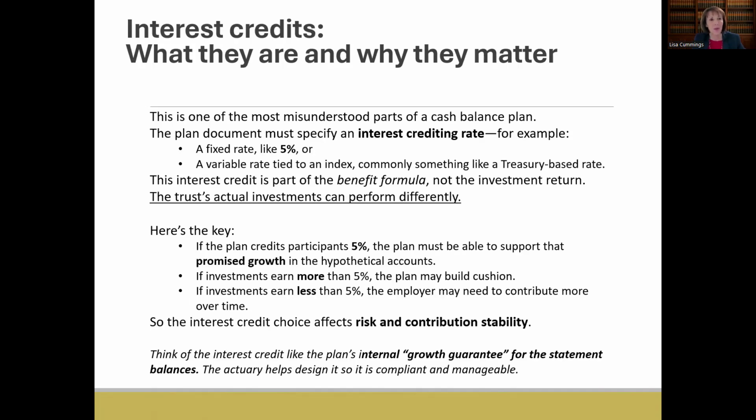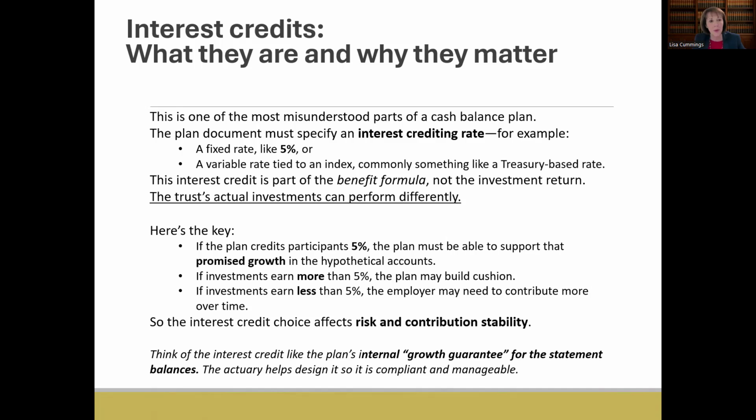So interest credits, what they are and why they matter. This is one of the most misunderstood parts of a cash balance plan. The plan document must specify a specific interest crediting rate. For example, a fixed rate like 5% or a variable rate that is tied to an index, commonly something like a treasury-based return. This interest credit is part of the benefit formula, not the investment return. The trust's actual investments can and most likely do perform differently.